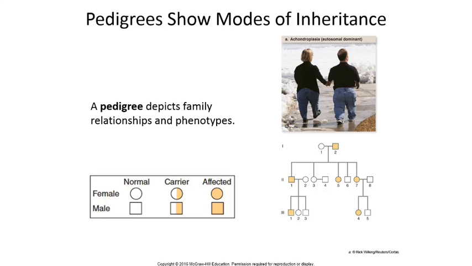There are pedigree charts that show family relationships and then phenotypes. So a blank one is normal, a colored in one is affected, and if it's half and half, it means that that individual is heterozygous and carrying whatever the trait is.